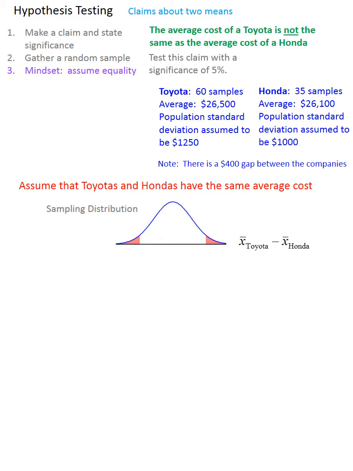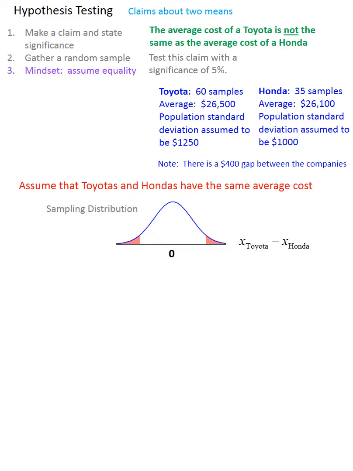Now, under the assumption of the null hypothesis that the two companies actually have the same average, what would the sample average difference look like? Well, in some samples, the Toyota average would be higher, as was the case in our particular sample, but in other samples, the Honda average might be higher, and that would make this subtraction a negative number. But overall, most of the sample differences would tend to cluster around 0. That is, assuming the null hypothesis is true and that they're equal cost.